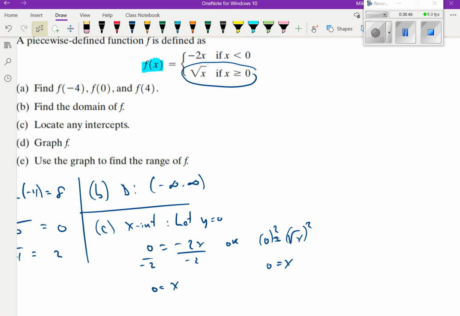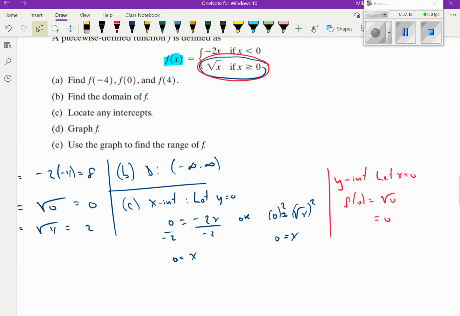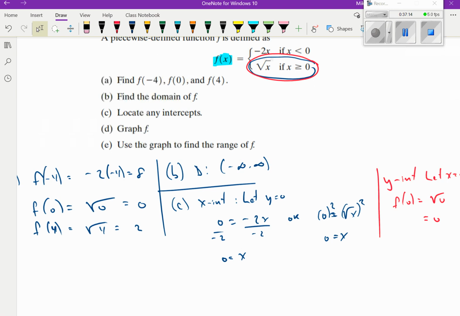Now, the other thing we want to do is locate the y-intercept. So we locate the y-intercept. We let x equal 0. Well, x is 0 only at this bottom piece. So then I can say, okay, what is f of 0? So that's going to be the square root of 0, which is then going to be 0. Now, if we want to go ahead and graph this, let's take a look at what we will have.